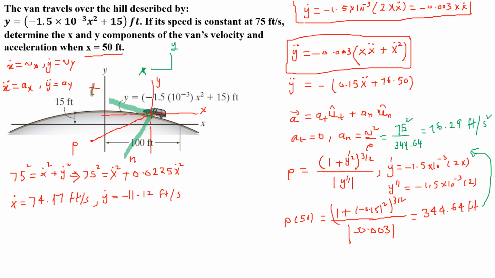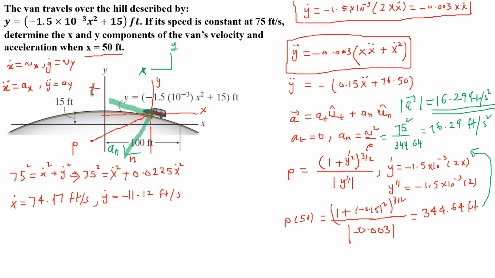So that is a_n, and since a_t is 0, this is the magnitude of the acceleration. So I can say that the magnitude of the acceleration is simply 16.29 feet per second squared. But I'm interested in finding the x and y components. To do that, we need to resolve this a_n into its x and y components. The only problem I have is that I don't have the angle. Now how can we do that?